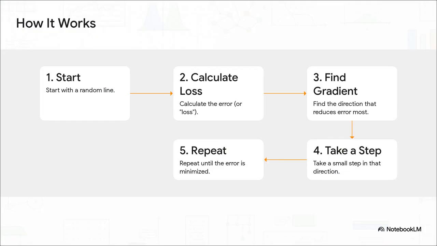So here's the play-by-play. The algorithm starts with a totally random guess, a random line on the graph. Then it measures how wrong it is. We call this the loss or the error. Next, using a little bit of calculus, it finds the gradient, which is just a fancy word for the steepest downhill direction to reduce that error. It nudges the line just a tiny bit in that direction, and then it does the whole thing over again. Step by step by step, it walks the line down this hill of error until it can't go any lower. It has found the bottom of the valley.